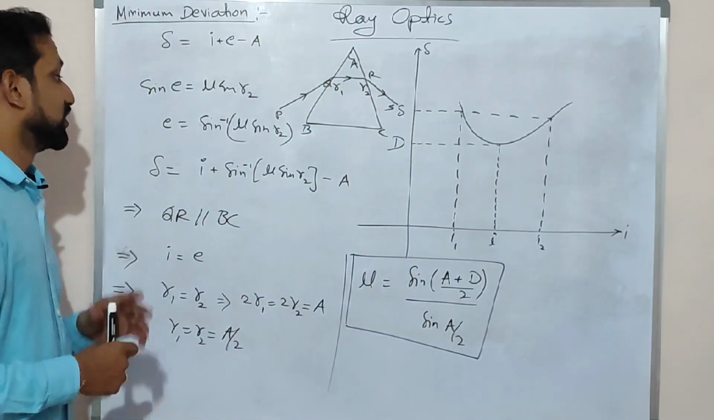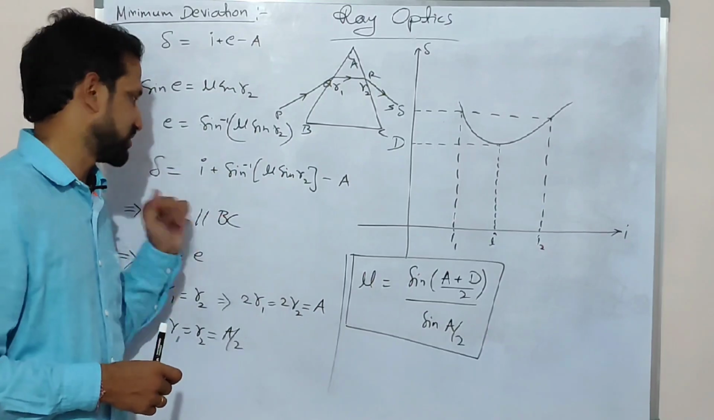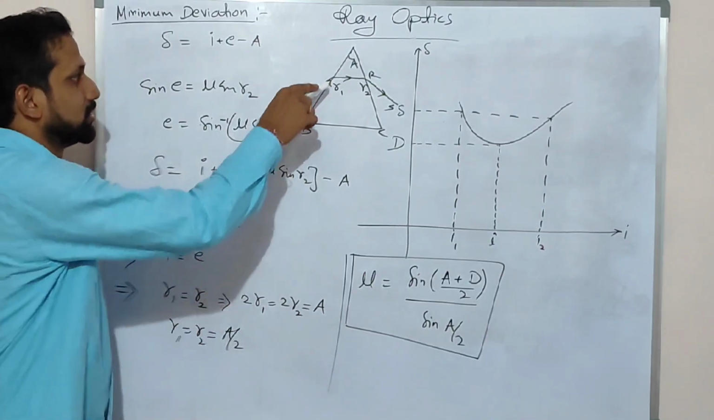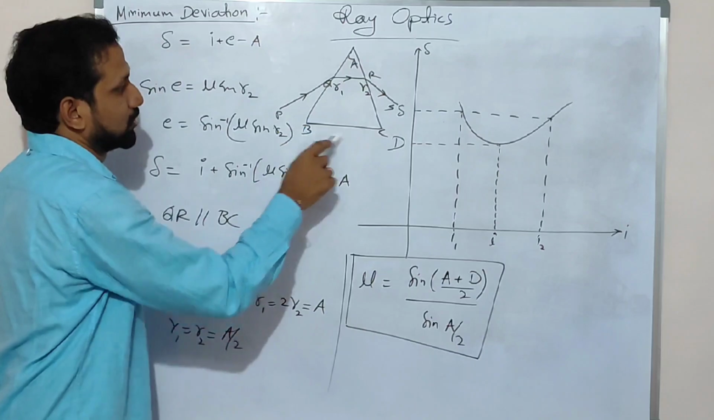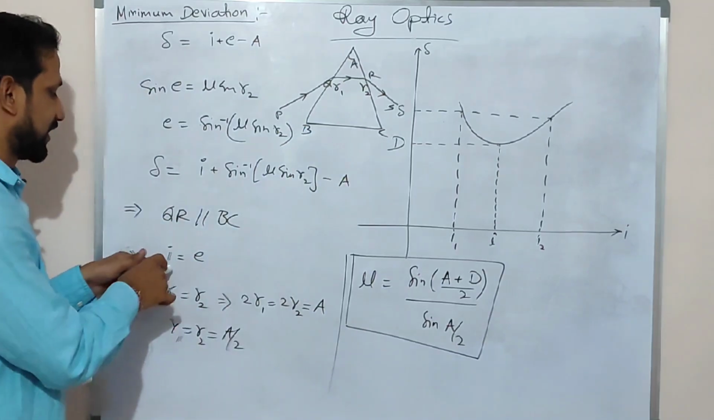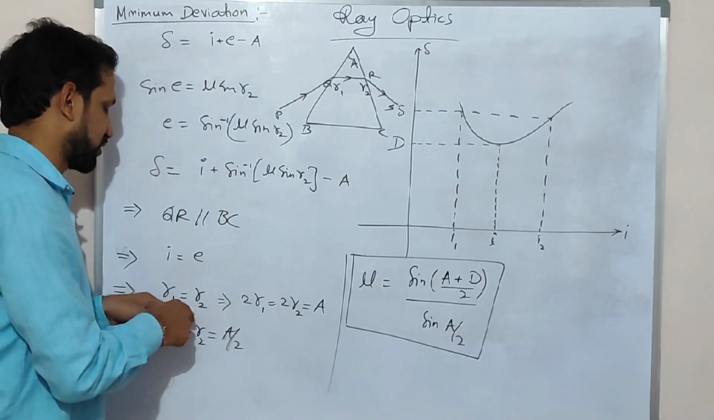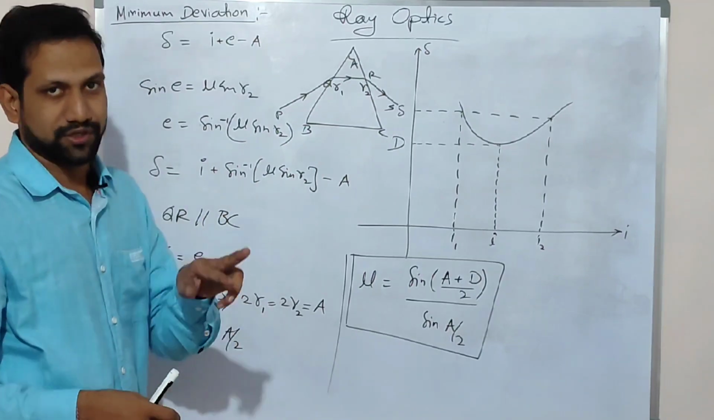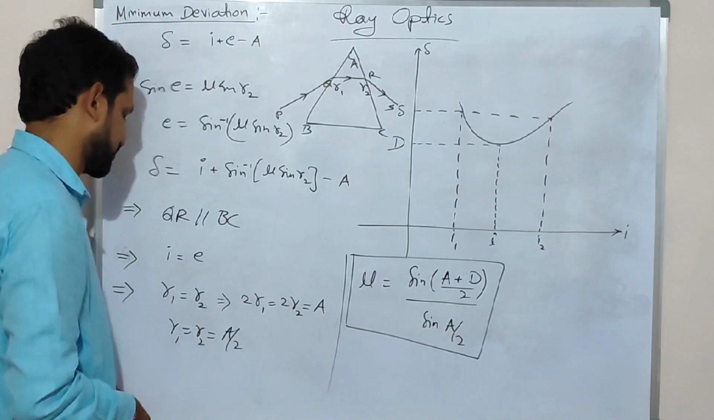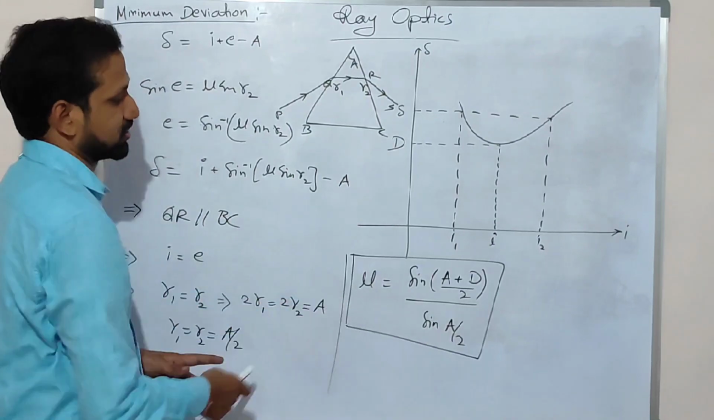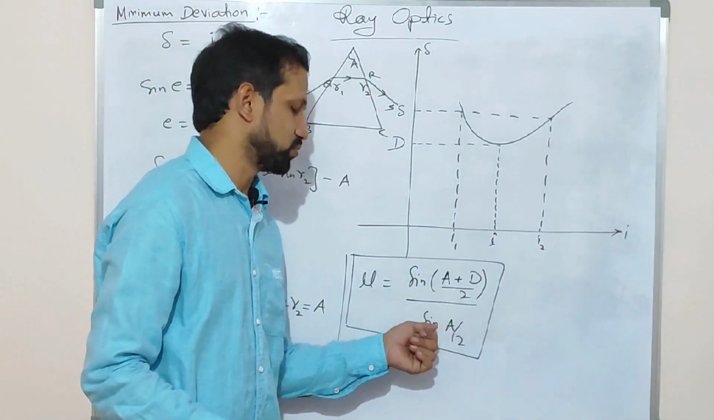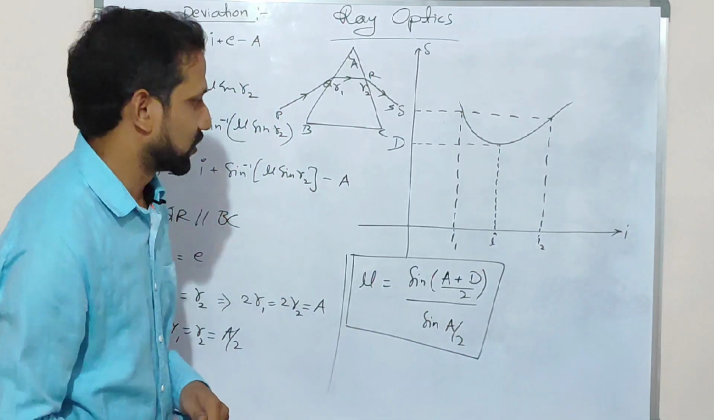So what are the conditions at minimum deviation? Let me tell you one more time. The first condition is QR is parallel to the base. Second is angle of incidence equals angle of emergence. Third, R1 equals R2, which equals half of the angle of prism. And the fourth one is the formula mu equals sine (A plus D) by 2 divided by sine A by 2.